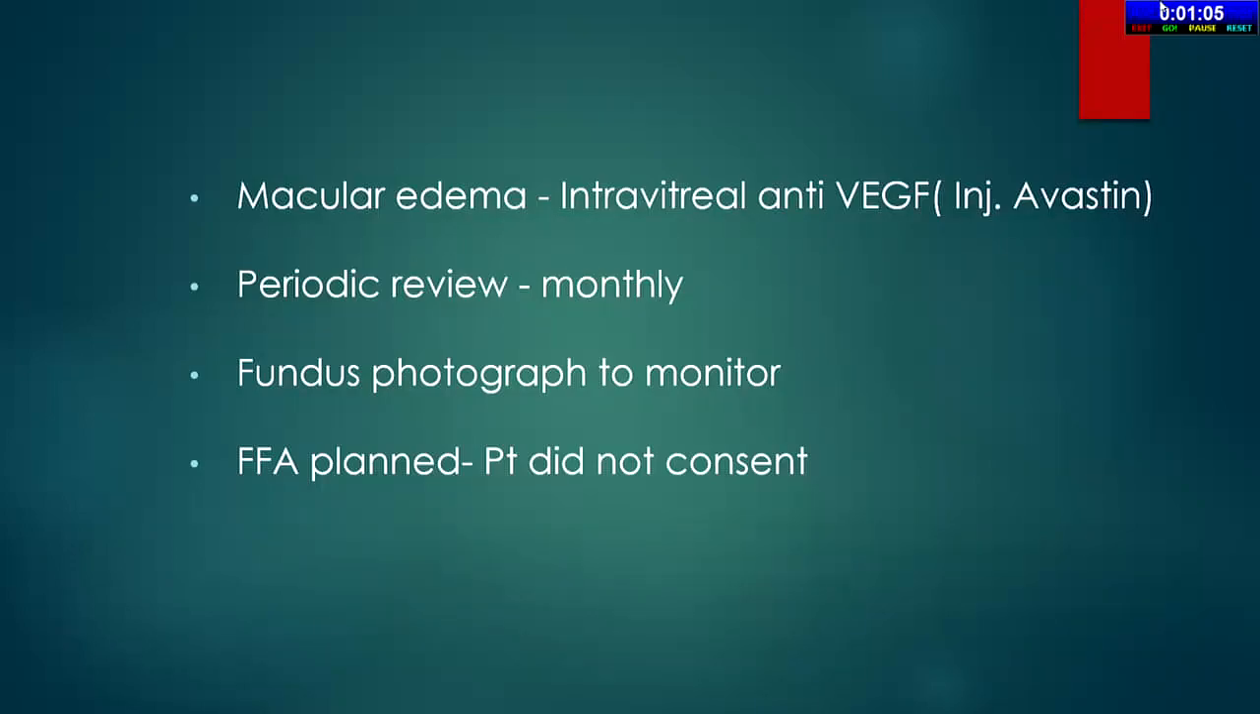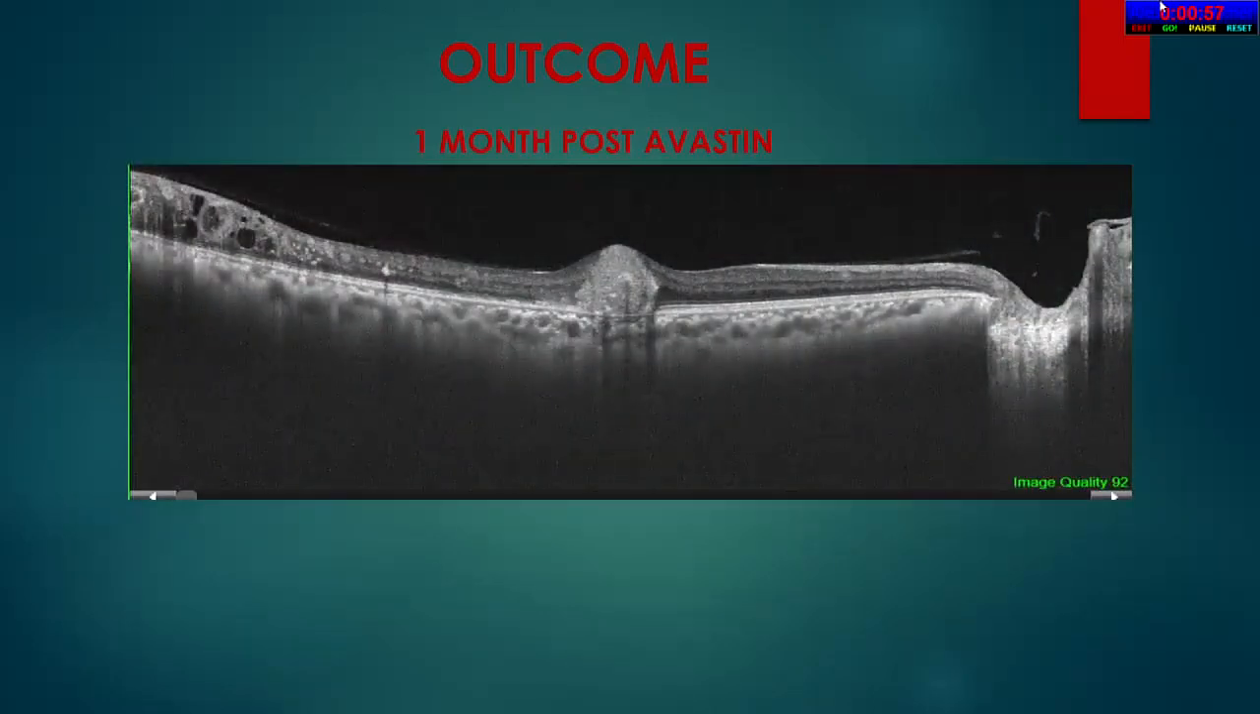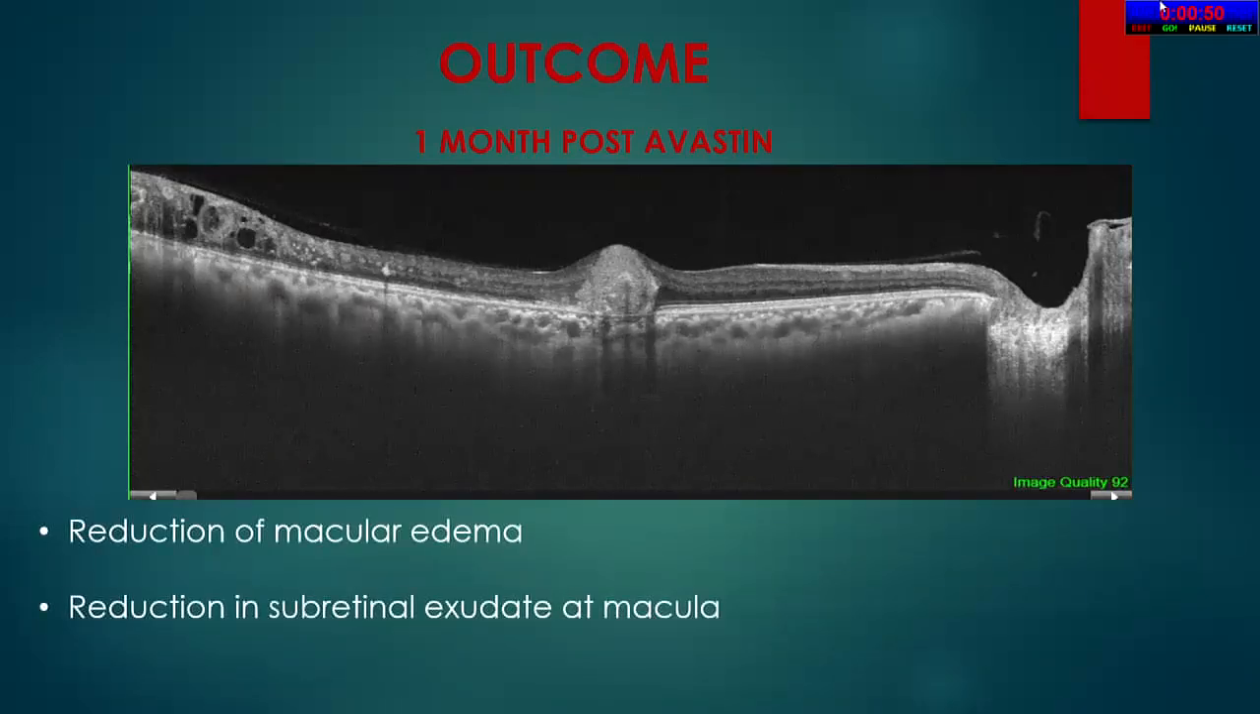So for the macular edema, we decided to go ahead with an intravitreal bevacizumab and reviewed him on a monthly basis. So 1 month post Avastin, this is the macular OCT picture. We can see that the edema has completely subsided, and the exudate has also become a bit more organized than what it was before.